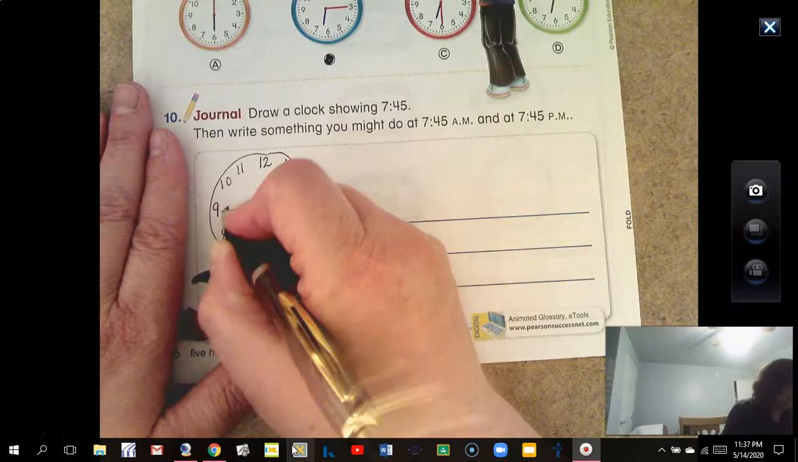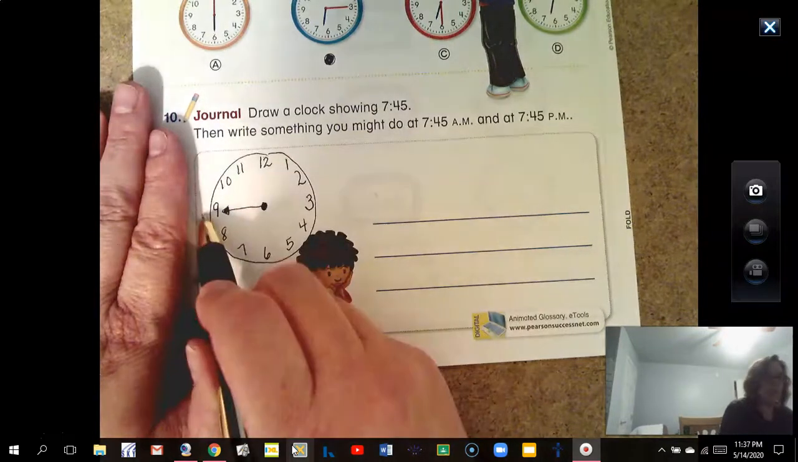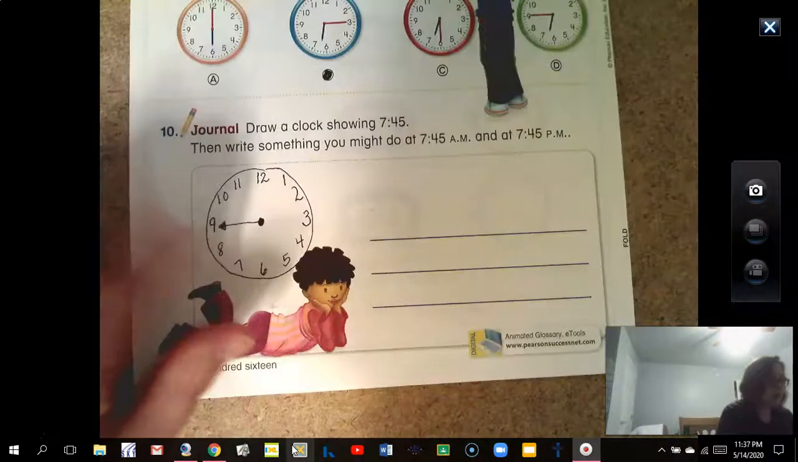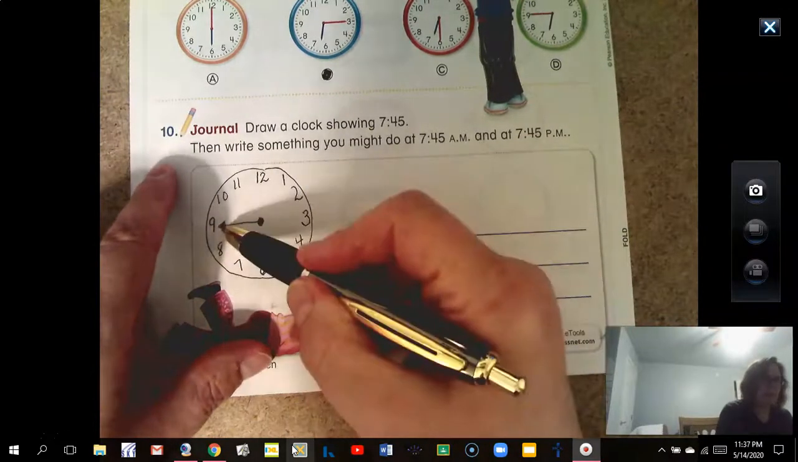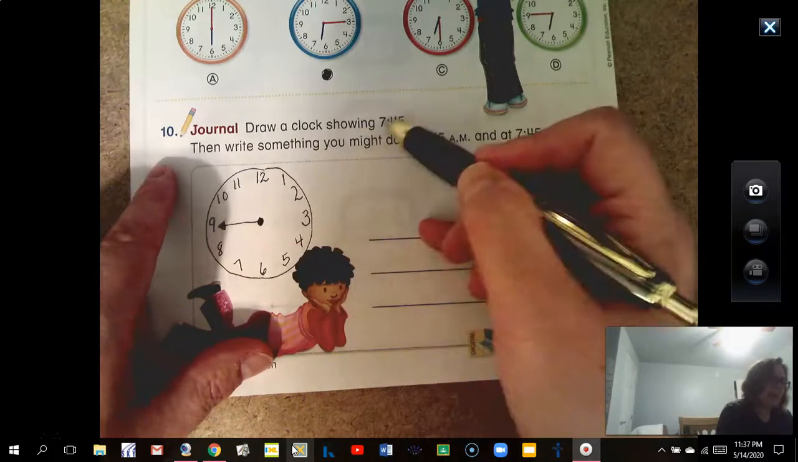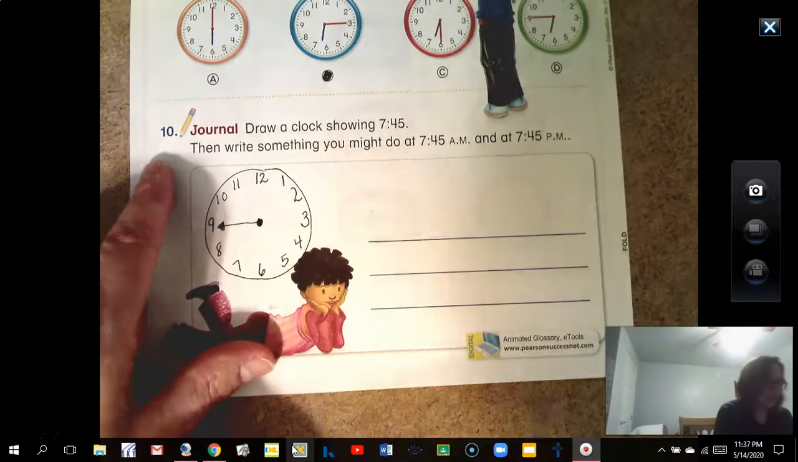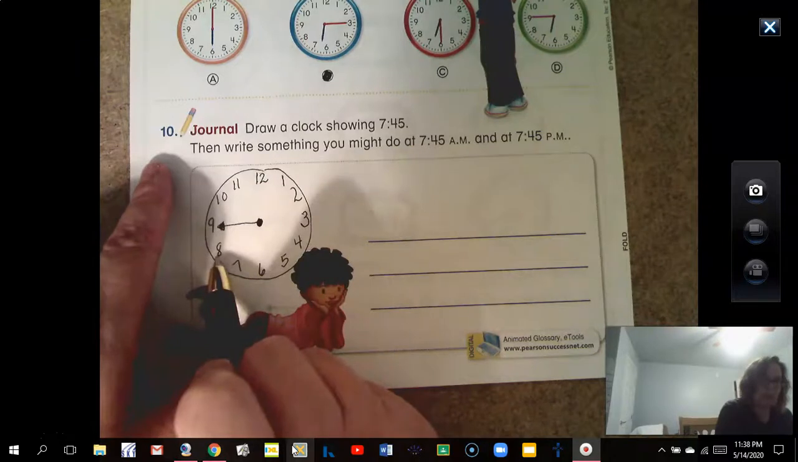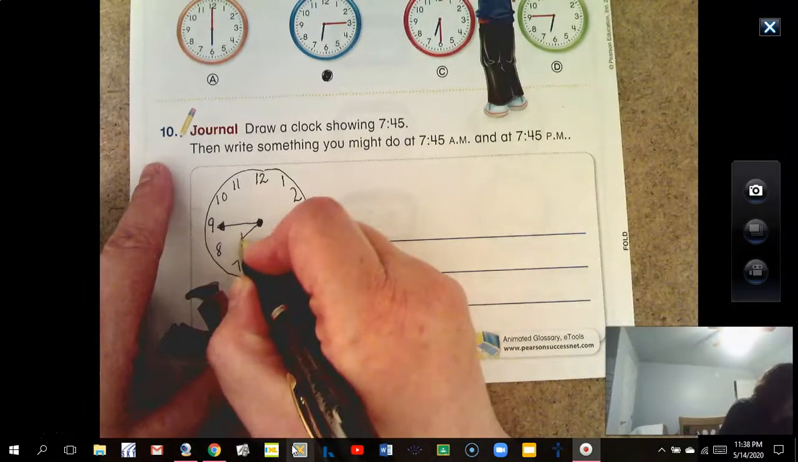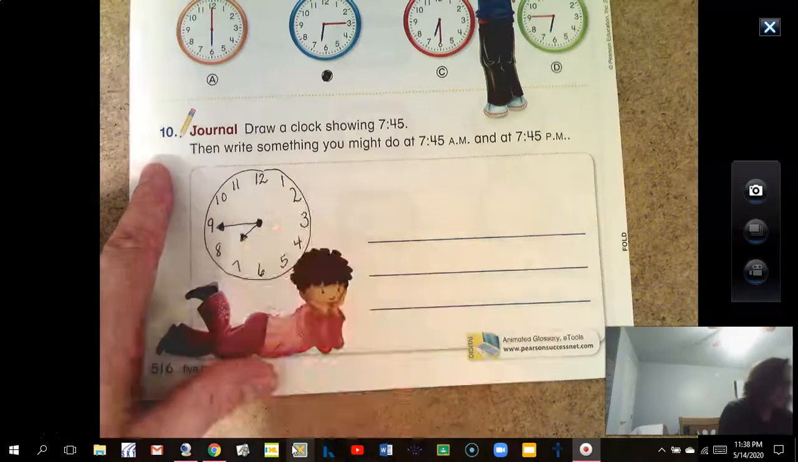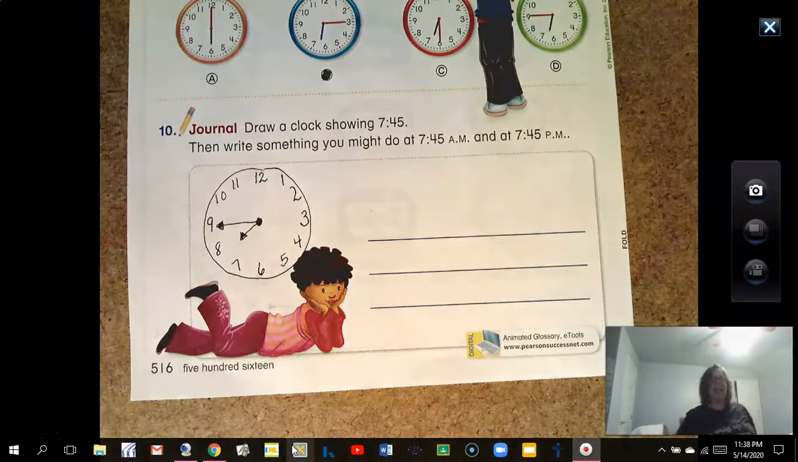Remember how this is 45? If this is 30, this is 45. So we're going to put the minute hand there. If our minute hand went all the way around the clock and it's over here, should my hour hand be right on the 7? No, it should be closer to the 8 because it is almost going to be 8 o'clock.